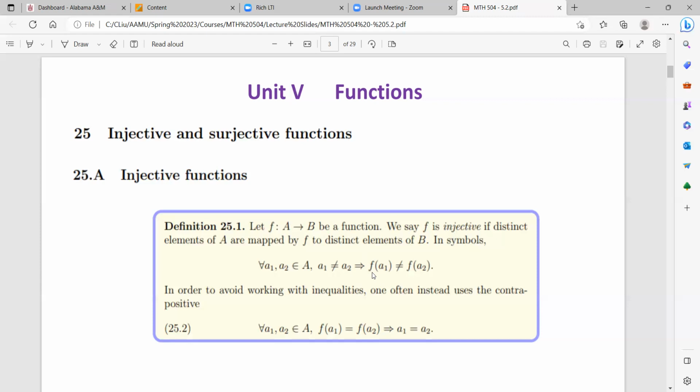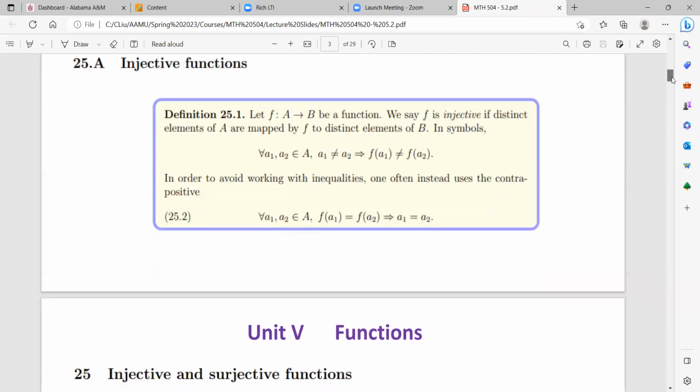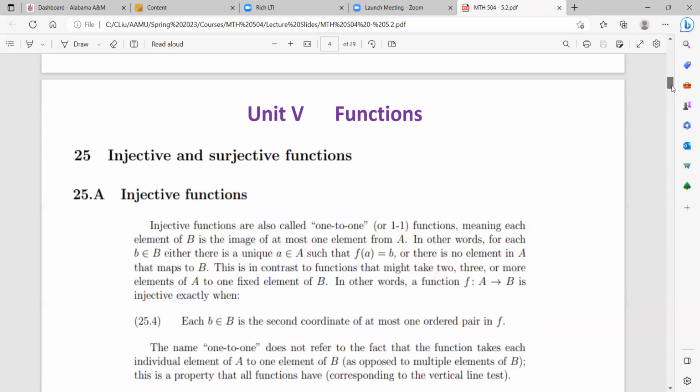So the contrapositive statement will be, again, we would pick any two elements a1, a2 in the domain A, and then you assume that the function values f of a1 and f of a2 are the same. If the function is one-to-one, then you can conclude that a1 is equal to a2. You should be able to show that a1 is equal to a2, and we all know that. Okay, so I'm not going to spend too much time on it.